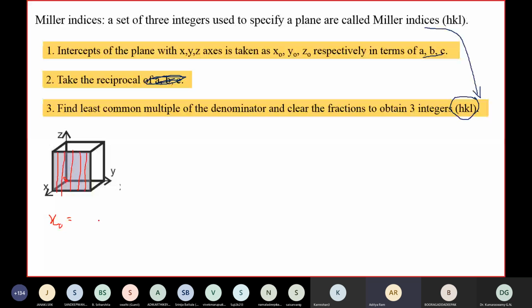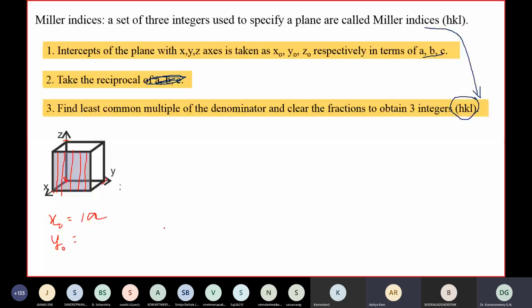See, the length of the edge of the cube. This is A, this is B, this is C, because it is simple cubic. It has basis vector A, basis vector B, basis vector C. The x intercept is 1A. Here in this case, A equals B equals C, right, sir? Yes.